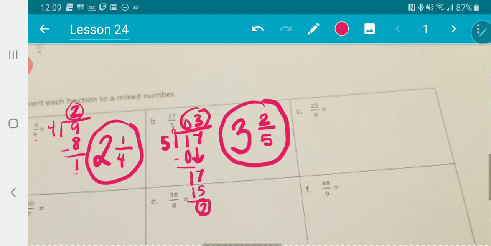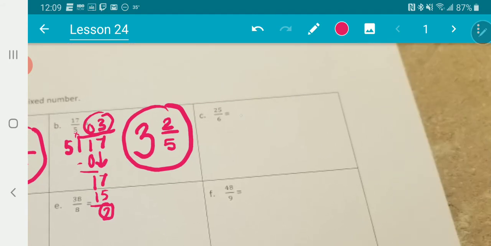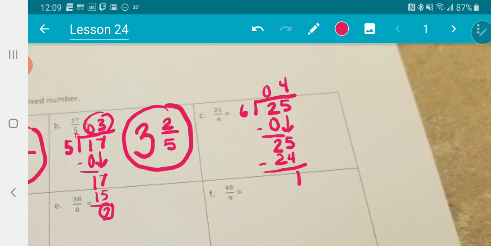All right, let's do one more together before we talk about the independent problems for today. We're going to put 6 on the outside, 25 on the inside. 6 goes into 2 0 times. 0 times 6 is 0. So we're going to subtract and bring down. 6 goes into 5 4 times. 4 times 6 is 24. Subtract, I get 1 left over. So my answer for this one is 4 1/6. Yeah, 4 1/6 right here.